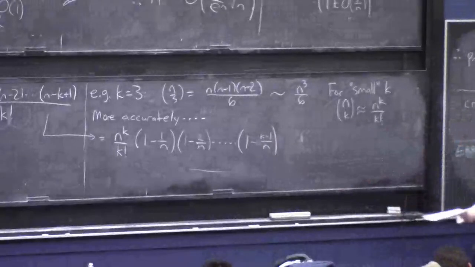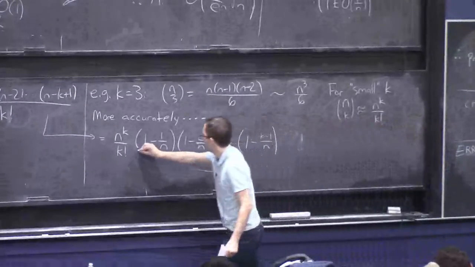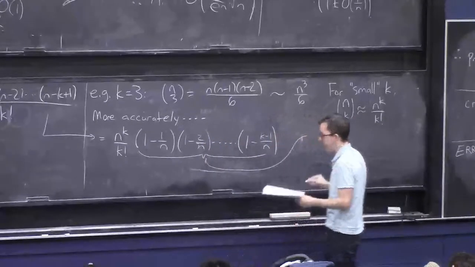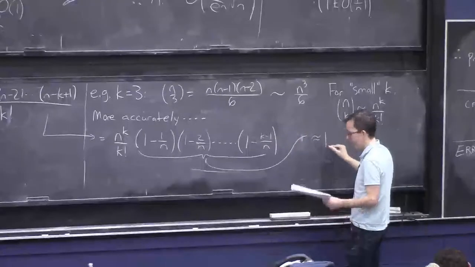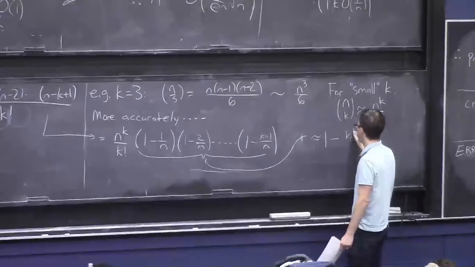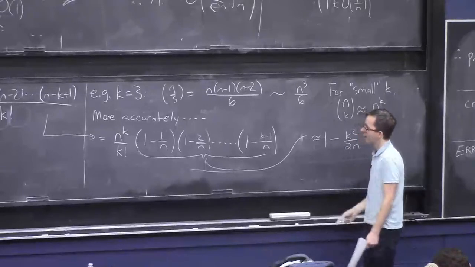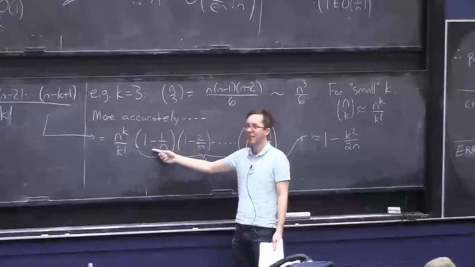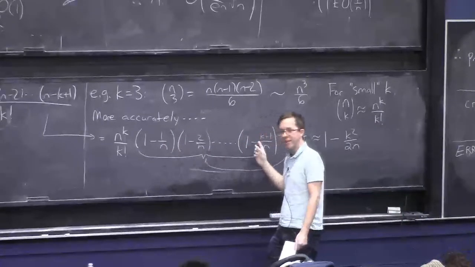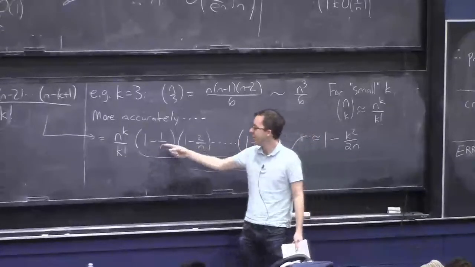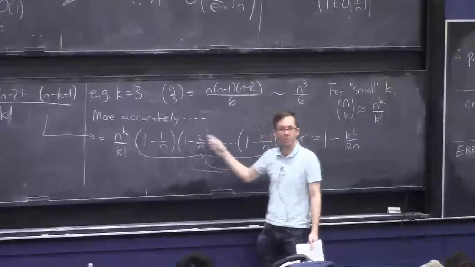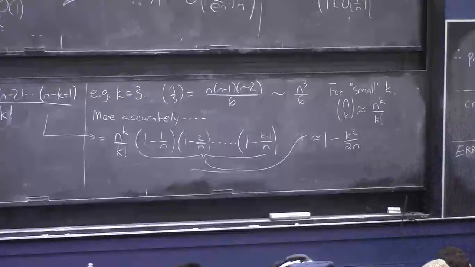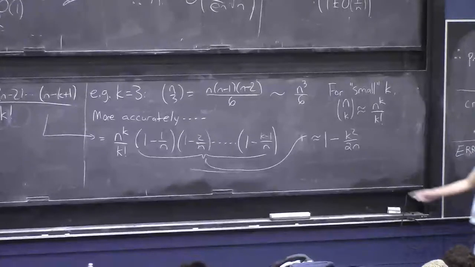So let me not belabor it, but this piece is like 1 minus k squared over 2n, basically. We saw you can convert these all to e to those, multiply them, add up these quantities, convert it back. So these things add, and you get minus 1 over n times 1 plus 2 plus 3 up to k, which is like k squared over 2. But now I've gone back to being a little heuristic here.